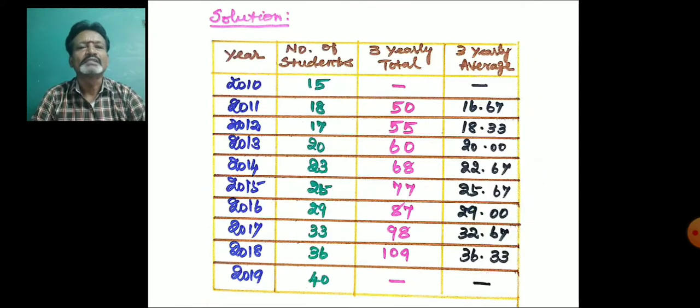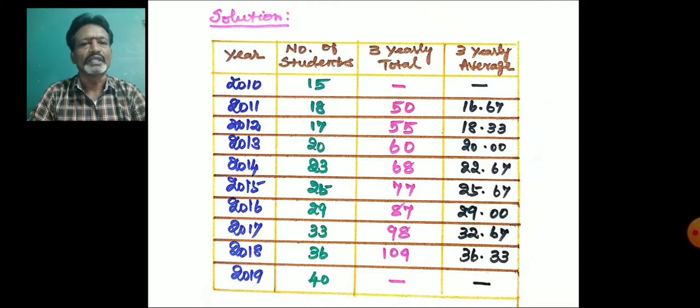In our example, the years given are 2010, 11, 12, 13, 14, 15, 16, 17, 18 and 19. And the values, that is the number of students, are 15, 18, 17, 20, 23, 25, 29, 33, 36 and 40. Now we have to calculate the 3 yearly total. For the first 3 years, 2010, 11, 12, you add these 3 values, that is 15, 18, 17, and the total is 50. It should be written on the middle year, that is 2011.